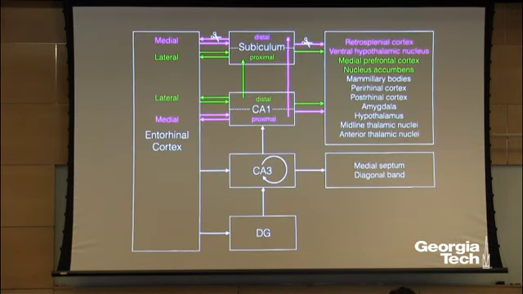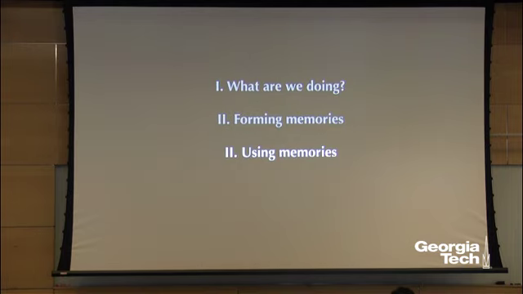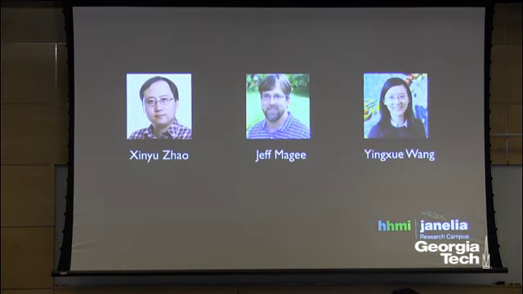Okay, I talked about how we can potentially, in future experiments, cut in different places. I've talked about what we're trying to do overall, formation of memories. Let's talk about using memories. So back to this question: how do you know where you are? You have to use memories to know where you are.